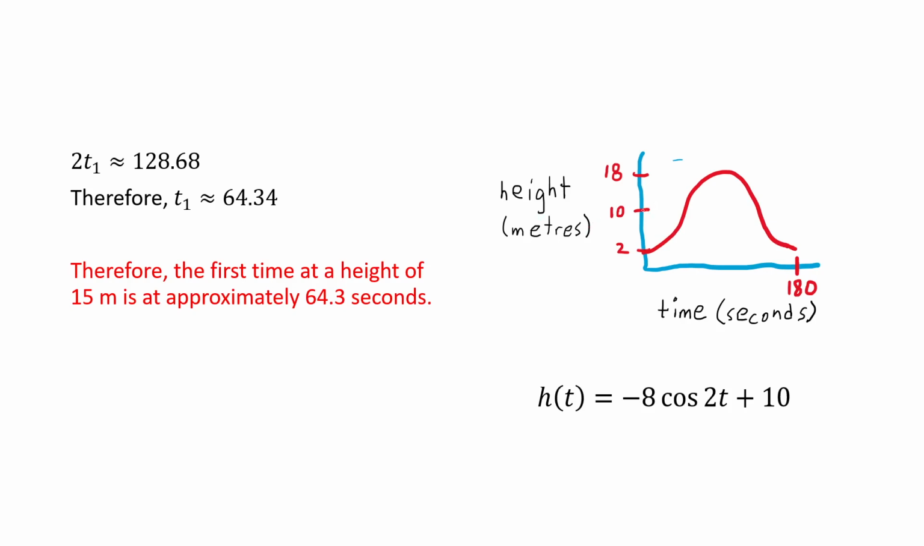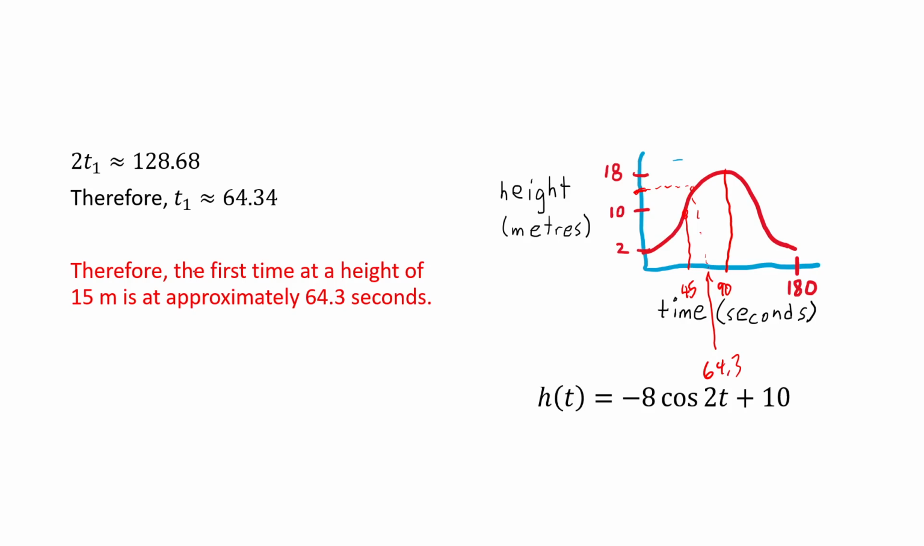Now, let's just ask ourselves, does that make sense? Well, we already said that halfway through here is at 90, and halfway through that is at 45. For her to reach 15 meters would be right about here, coming across and then dropping down and finding the corresponding time. It makes sense that we would say that that time is roughly 64.3. So we see our graph is actually coming in handy to help us interpret it.